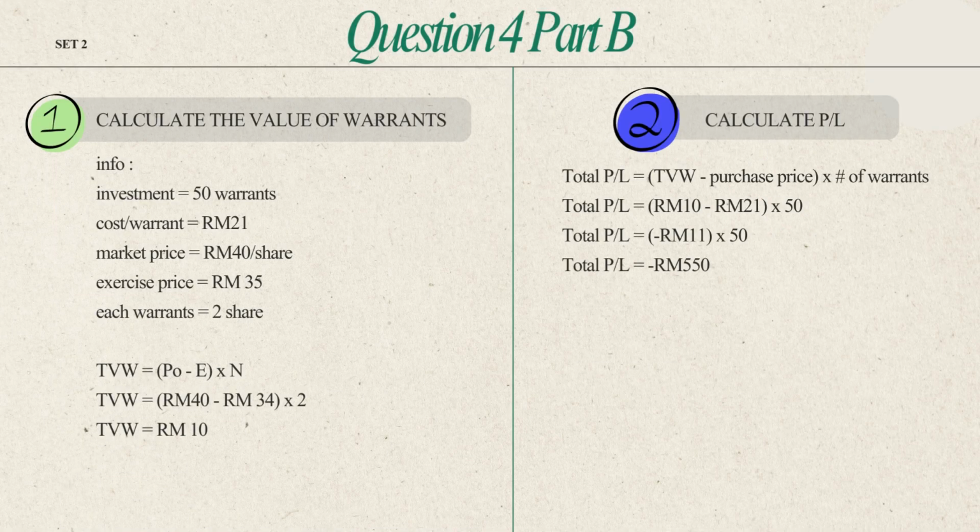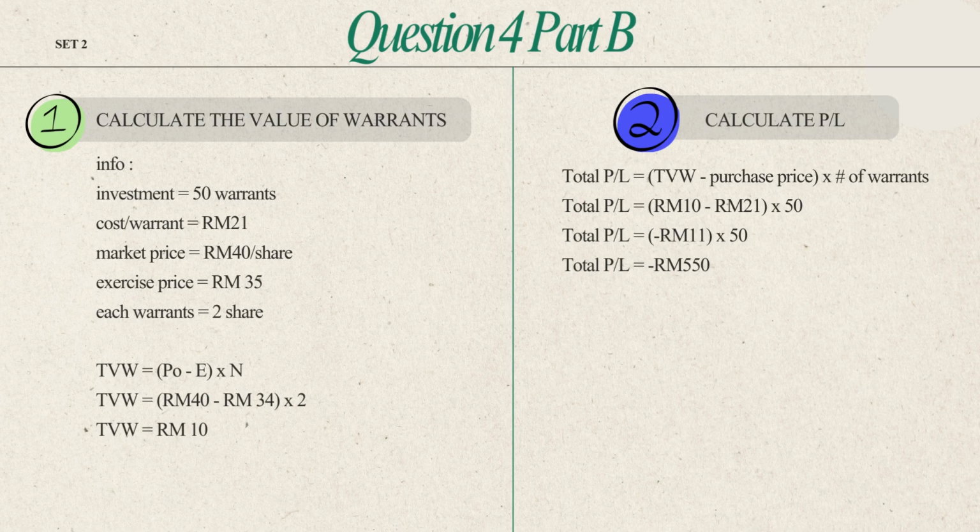So to solve this question, firstly we need to calculate the value of the warrant. The info given is the investment is 50 warrants, cost per warrant is 21 ringgit, market price is 40 ringgit per share, exercise price is 35 ringgit, and each warrant is 2 shares. So the value of the warrant is the current market price of the share of common stock minus the exercise price of the warrant, times the number of shares of common stock obtainable with one warrant. So we input all the info, where 40 ringgit minus 34 ringgit and times 2, we get the value of the warrant is 10 ringgit.